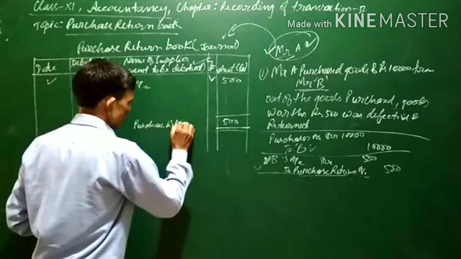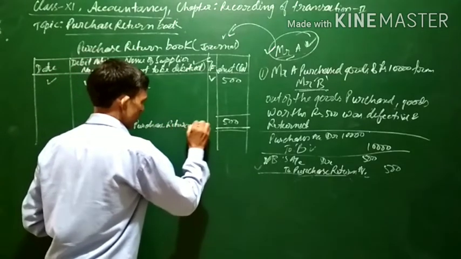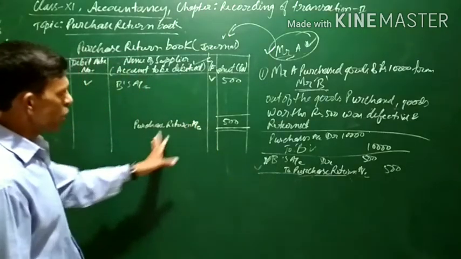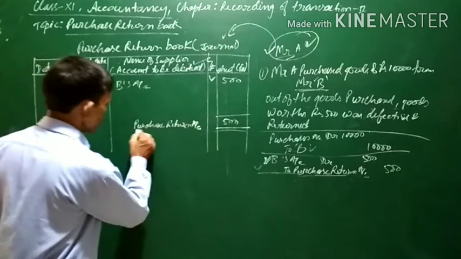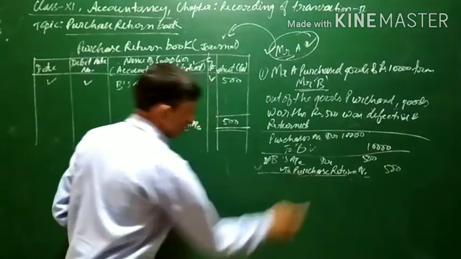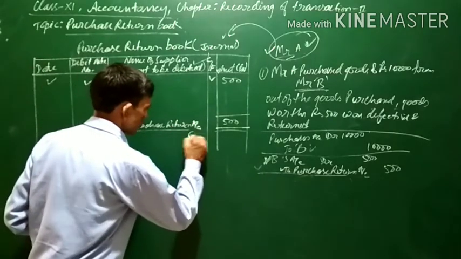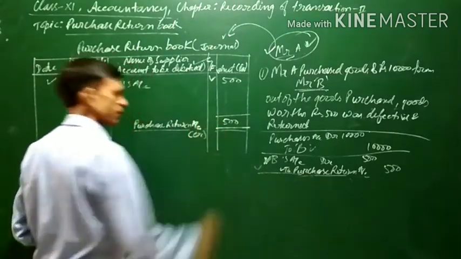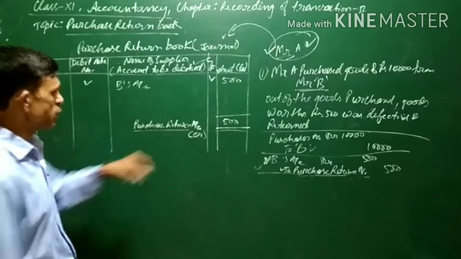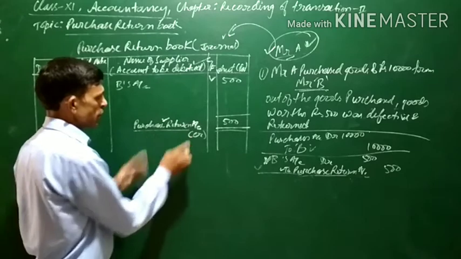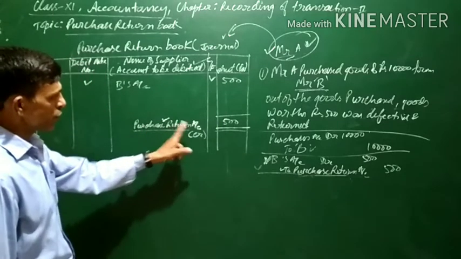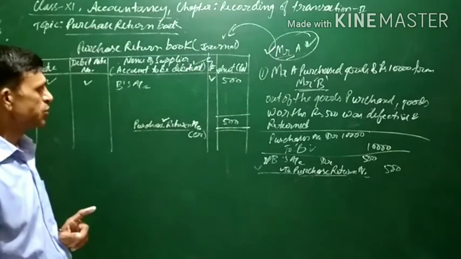The periodic total, after a certain period of time, is transferred to an account which is known as the purchase return account. And now you see the purchase return account is credited, so here we also write credit. The balance of this purchase return book will be transferred to the purchase return account, on the credit side of the purchase return account.